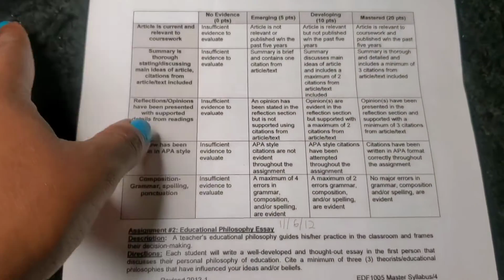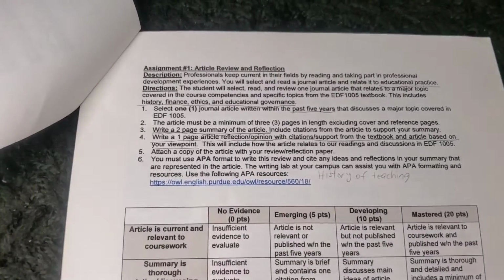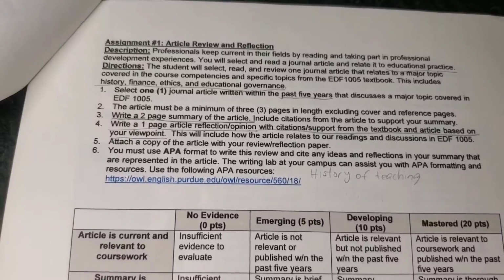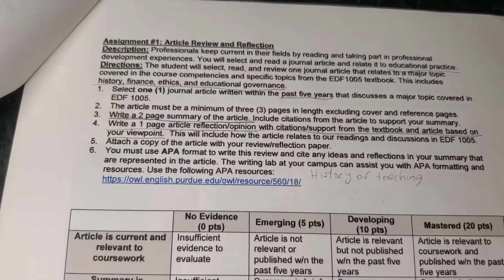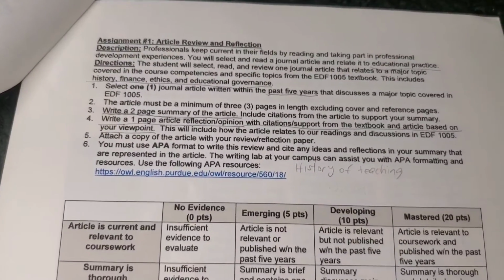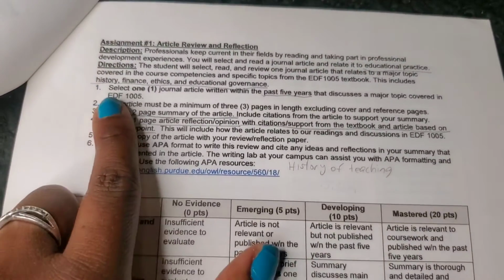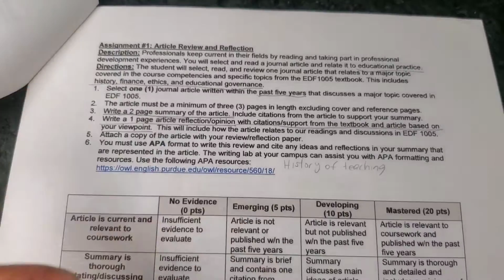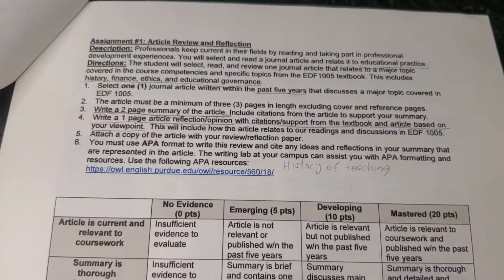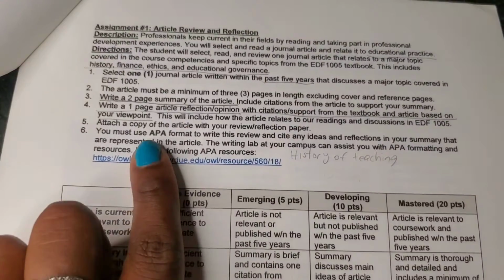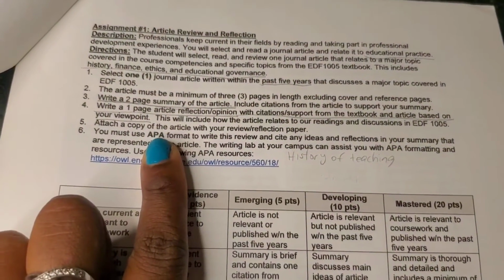Okay, now we're going to flip to an example of what an assignment will be. This one has simple questions that they're going to ask you. You have to select a certain journal written within the past 5 years that discusses a major topic covered in this class, which is EDF 205. That's the name of the class that you're going to have to take. Let me emphasize, many papers are going to have to be written in APA format. Please take note of that.